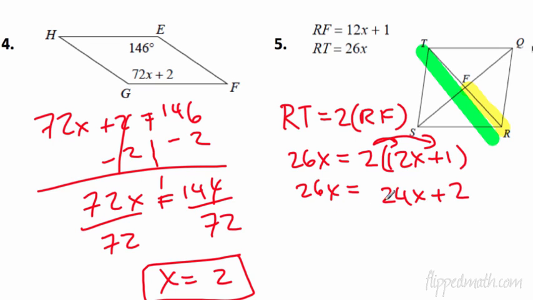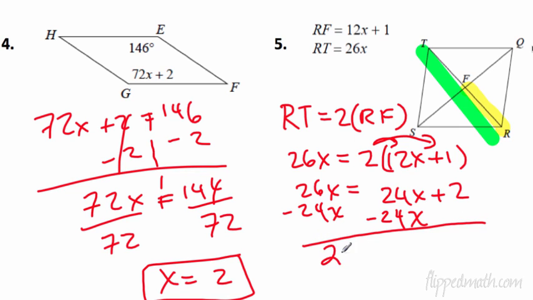Now, some students, their natural instinct is to subtract 2 from both sides. But look, that doesn't help anything. Okay, you have variables on this side, variables and numbers on this side. You need to get rid of this variable term right here. So how do you get rid of a positive 24x? You subtract 24x from each side. Ta-da! All right, so what do we get? 2x equals, they cancel, 2. Hey, look at that, x equals 1.